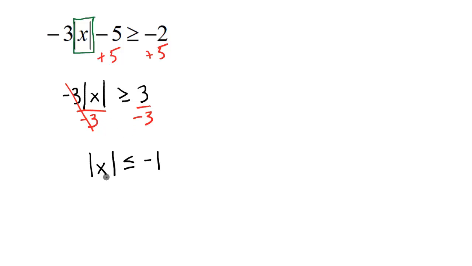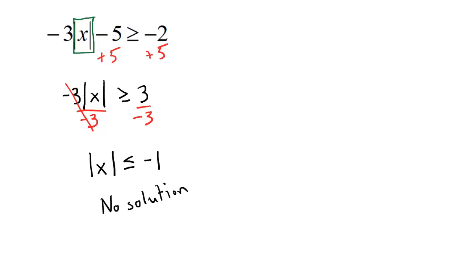So now we've got the absolute value of x is less than or equal to negative 1, and since that's a negative number, that's another red flag. Before we didn't have this isolated, but now we do. So is there any number we plug in for x that could be less than negative 1, being a negative number? And no, it can't be. So we're going to actually call this no solution.